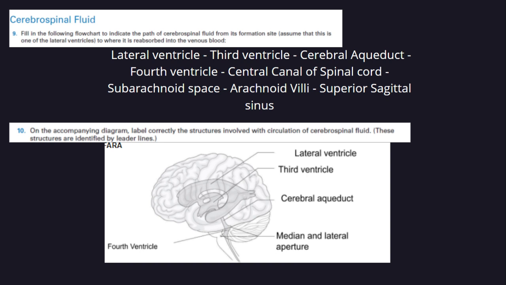Number 10. On the accompanying diagram, label correctly the structures involved with circulation of the cerebrospinal fluid. These structures are identified by leader lines. The first line is the lateral ventricle. The second line is the third ventricle. The third line is the cerebral aqueduct. The fourth line is the fourth ventricle, and the last line is the median and lateral aperture.